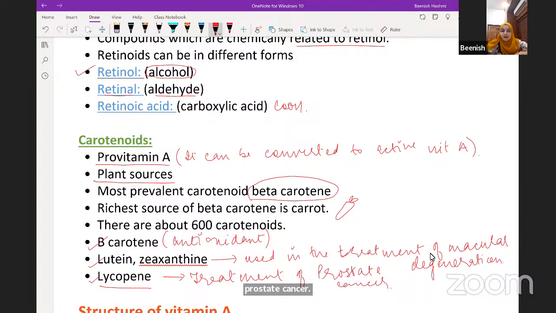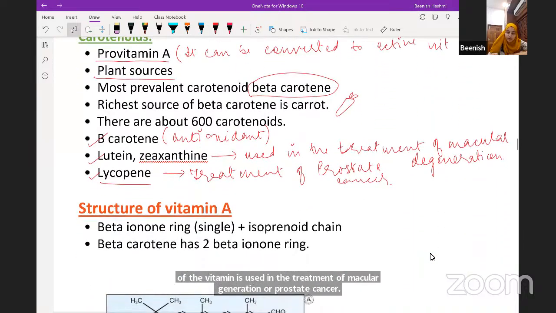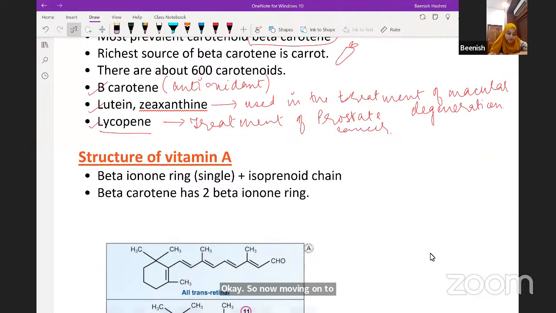So these are one-liners important from the point of view of MCQs. You can get MCQs based on these, that which of the following carotenoid or which derivative of the vitamin is used in the treatment of macular degeneration or prostate cancer. Okay. So now moving on to the structure of vitamin A.